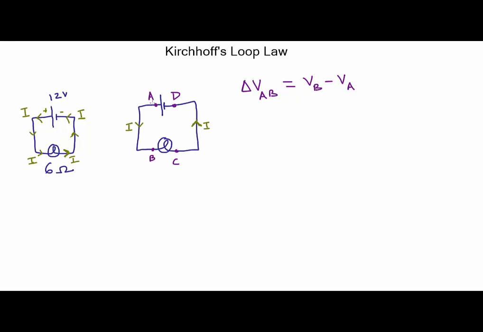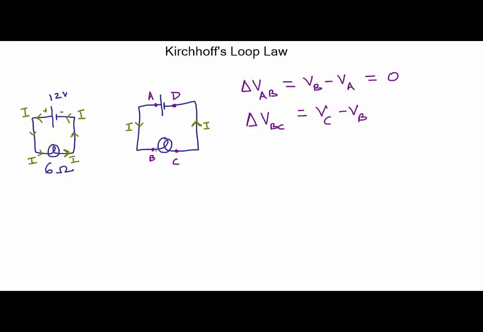So what would that be in this case? Well, all I have is an ideal wire here. And as we discussed before, the potential drop across an ideal wire is 0. So potential at B and potential at A will be identical. So the potential drop from A to B is simply 0. Then we have a potential drop between B and C. So this would be V_C minus V_B.